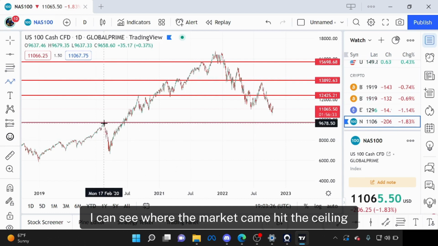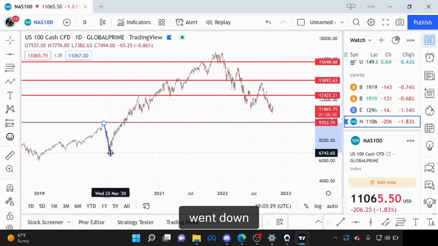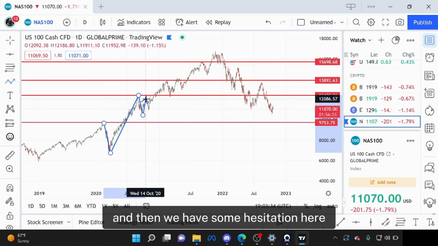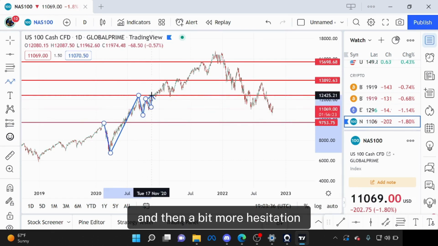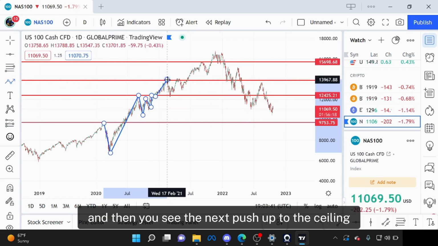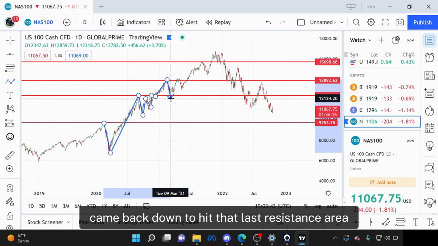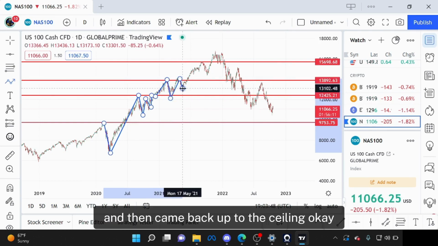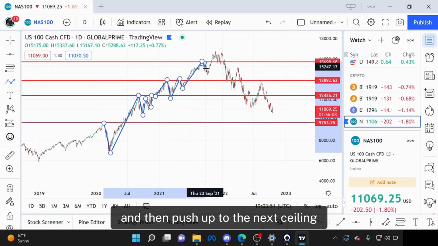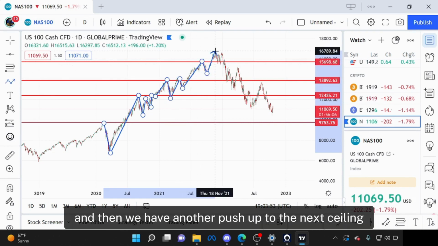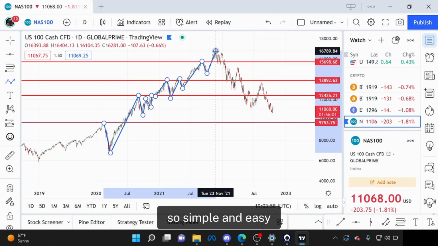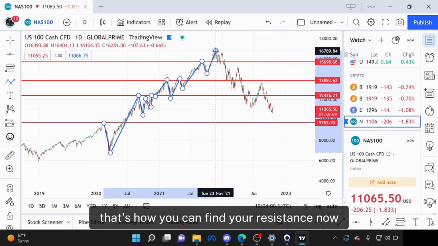Again, I can see where the market came, hit the ceiling, went down, went back up to push up to the next ceiling, and then we have some hesitation here, and then a little bit more hesitation, and then you see the next push up to the ceiling, came back down to hit that last resistance area, and then came back up to the ceiling, okay? And then push up to the next ceiling, and then we have another push up to the next ceiling. I didn't put my resistance line up there. So simple and easy. That's how you can find your resistance.